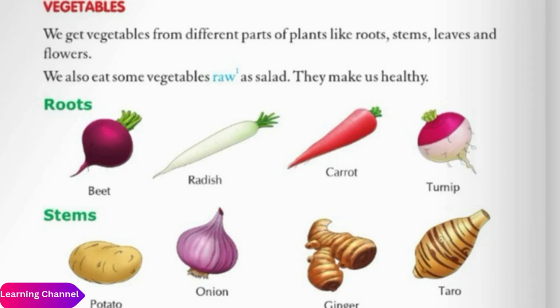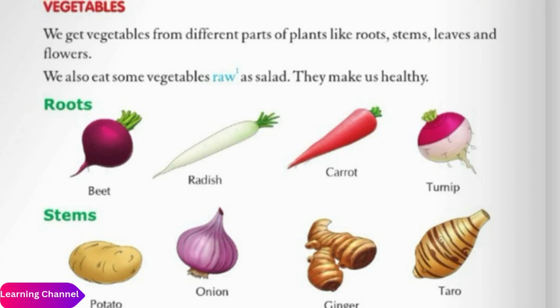Kids, we get most of our food from plants. Plants give us vegetables, fruits, cereals, pulses and spices. Let's discuss vegetables in detail. We get vegetables from different parts of plants like roots, stems, leaves, and flowers.